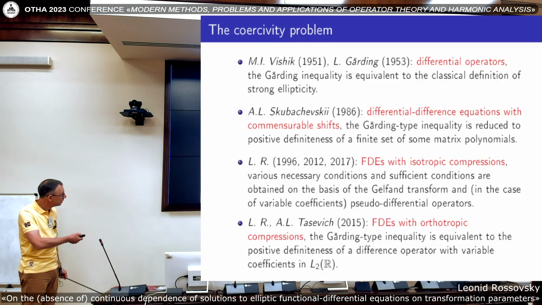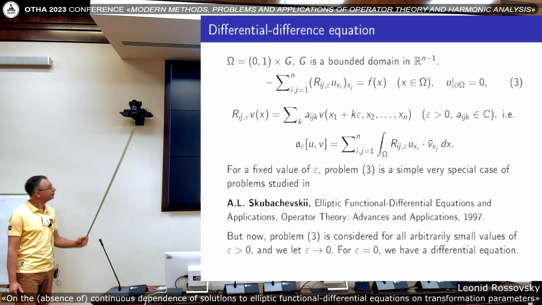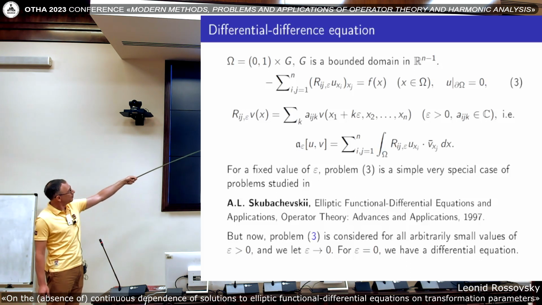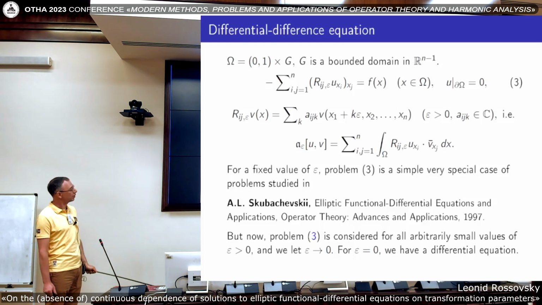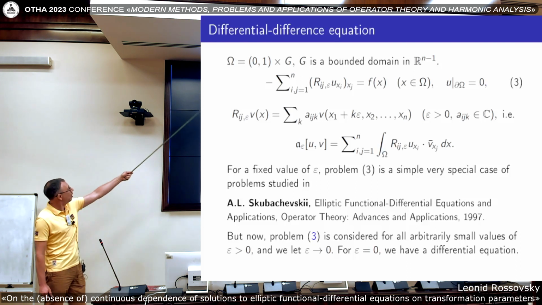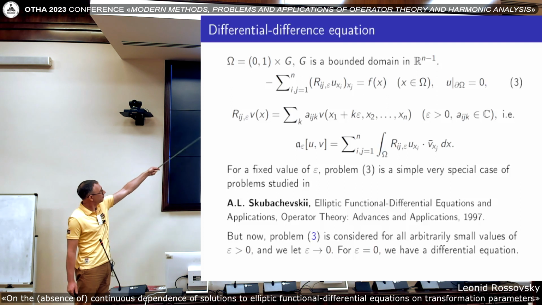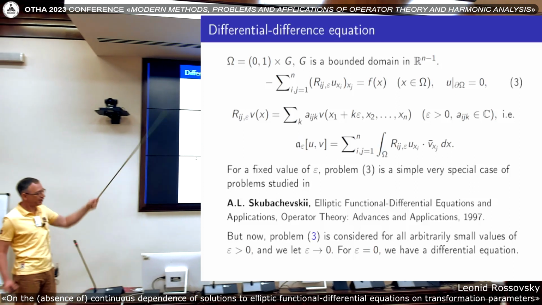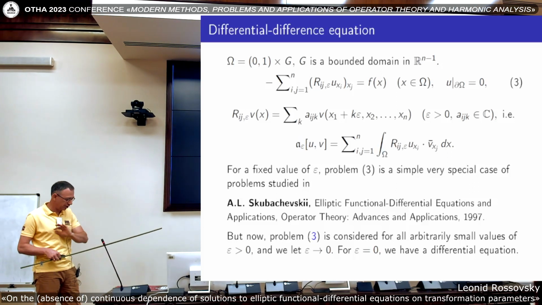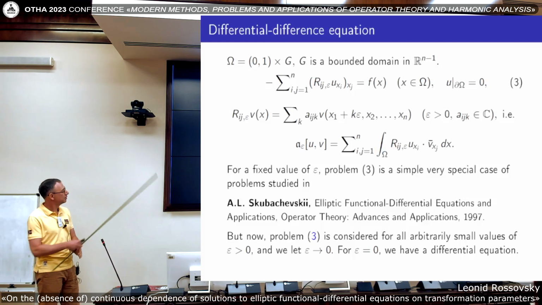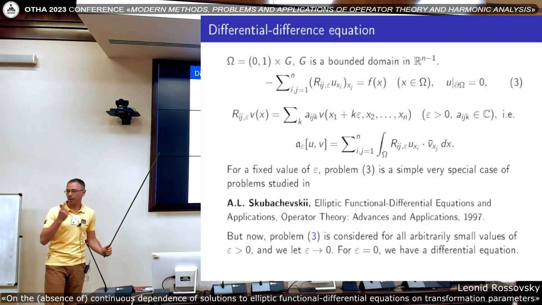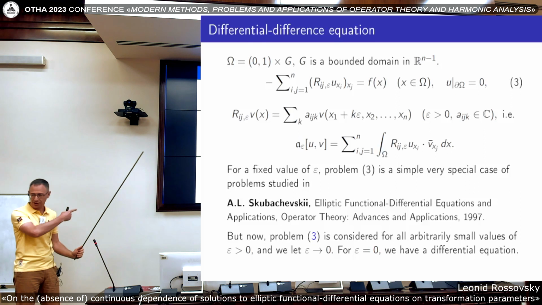So first of all, we consider the following Dirichlet problem for a differential difference equation in a cylindrical domain. And here are our difference operators. They can contain only shifts along the x1 axis, and all the shifts are proportional to 1 epsilon. So parameter pi is epsilon in this example.